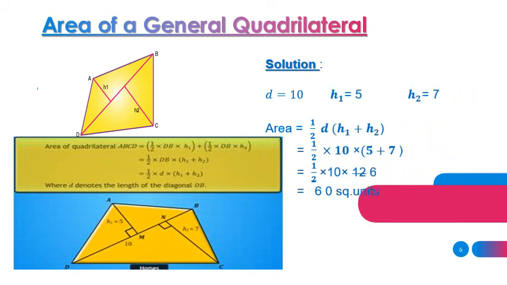Here we have an example where the diagonal is 10, H1 is 5 and H2 is 7. We apply the formula area equals half into D into (H1 plus H2). So that's equal to half into, in the place of D it is 10, into H1 is 5 and H2 is 7. So it comes as 5 plus 7, and the sum of 5 and 7 gives us 12. By further simplification, we get the final answer as 60 square units. So that's how we get the area of a general quadrilateral.